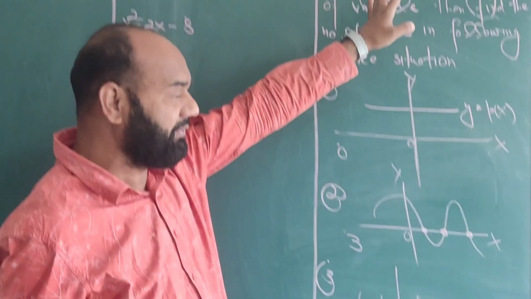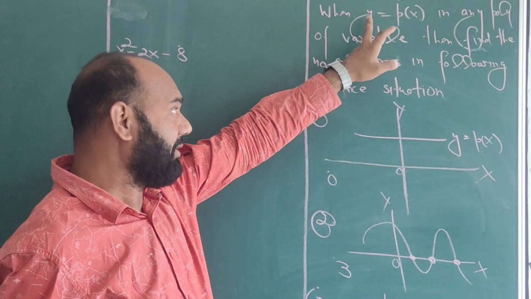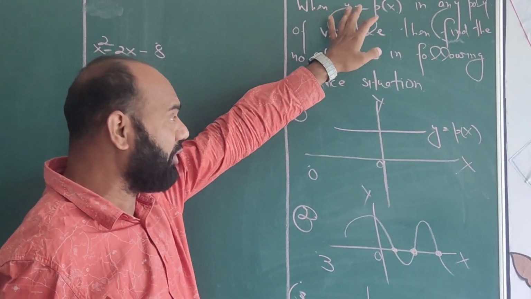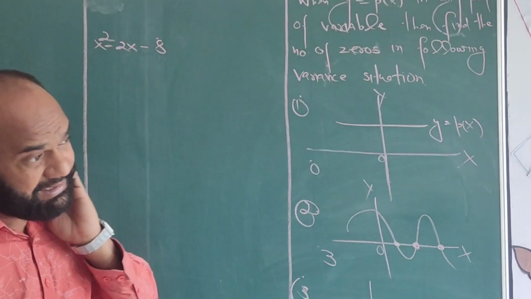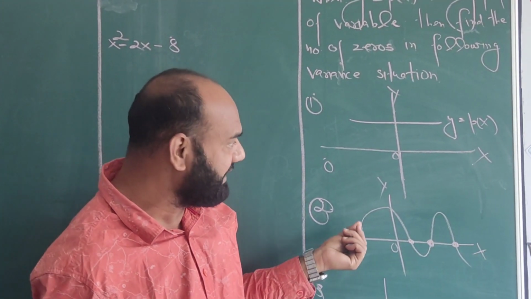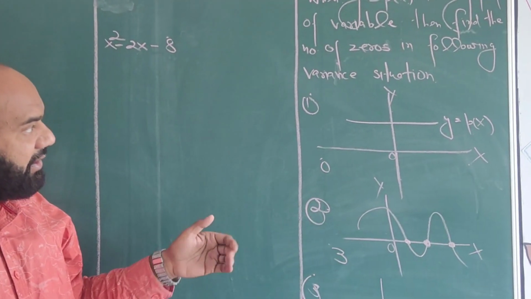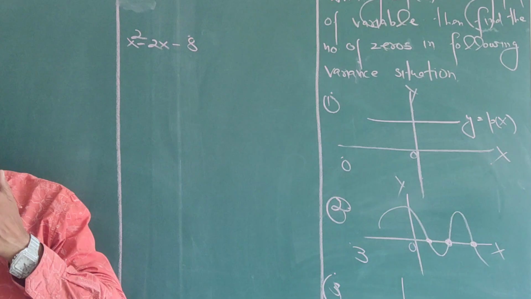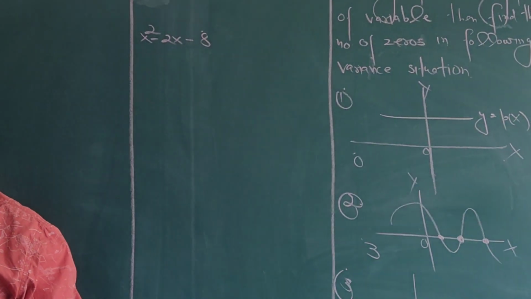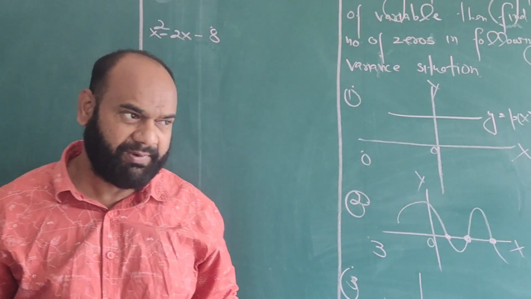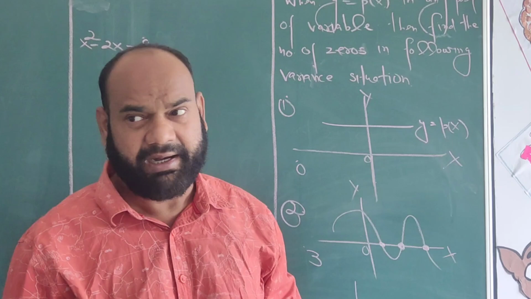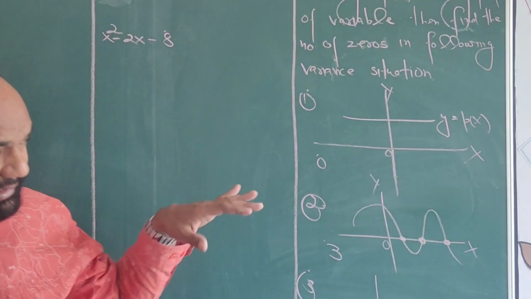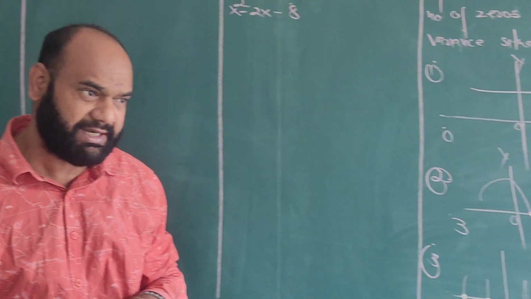And when we change this question, for example, y is p(x), y is a function of x, or y is a polynomial in variable x, then we check where the graph cuts or meets the x-axis at different points, which gives the number of zeros. For example, when a graph meets the x-axis at 1 point, the number of zeros is 1. When the graph cuts the curve at 2 points, then the number of zeros is 2. And when it does not cut the curve at any point, then the number of zeros is 0.